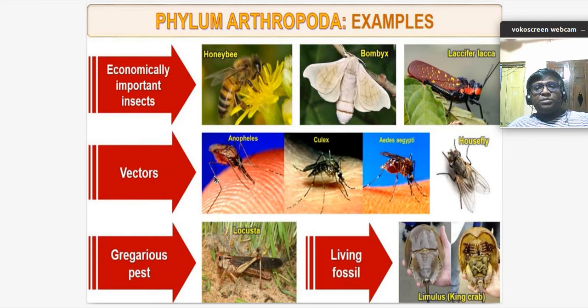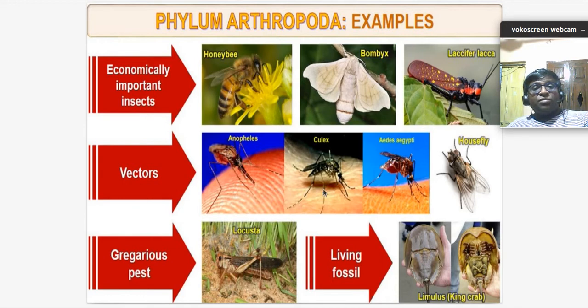So the vectors which spread diseases, like elephantiasis, is spread by mosquito. Chikungunya and dengue are also spread by mosquitoes. Malaria is spread by mosquitoes. Housefly spreads cholera and gastroenteritis. They are all spread by housefly.